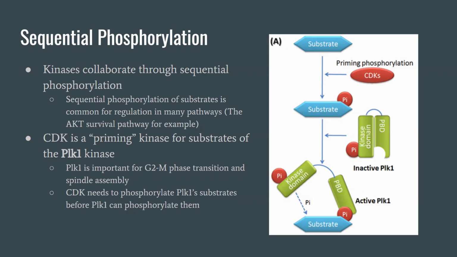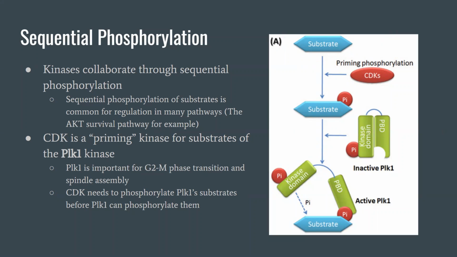If you remember from the AKT survival pathway, this sequential phosphorylation was common in that. I think there were 2 different proteins, protein kinase 1 that would phosphorylate AKT and all that. So for this scenario, CDK is known as a priming kinase. If you look here, you have your substrate. It adds this phosphate here to the substrate, which is known as priming phosphorylation. And it does this for an enzyme called PLK1 kinase.